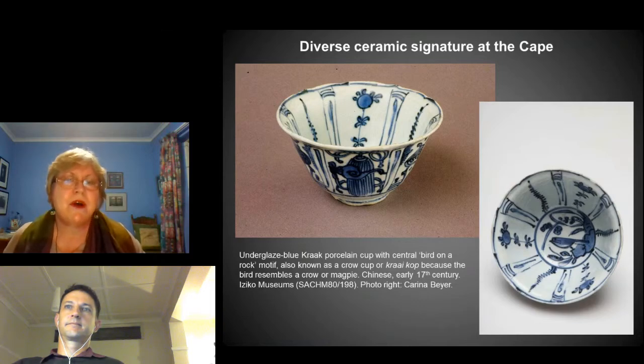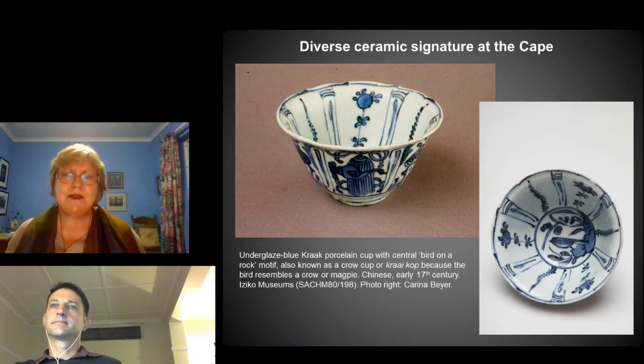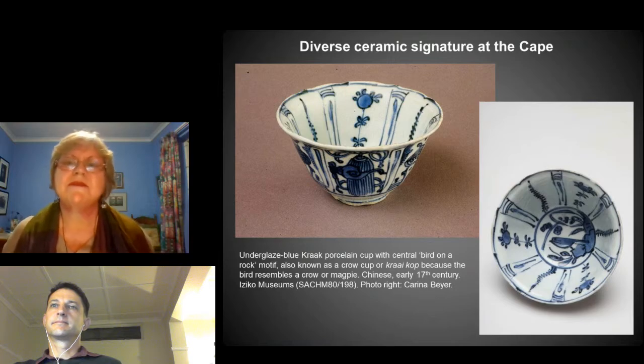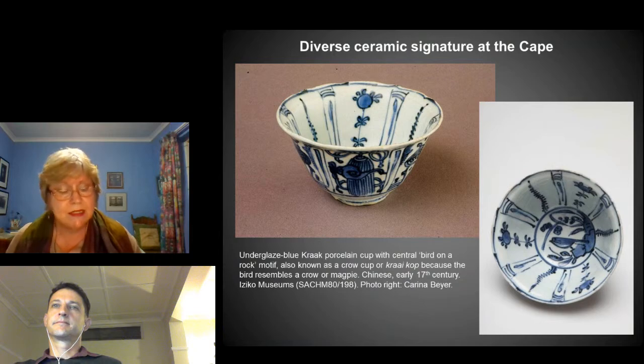As I said before, the Krag porcelain has a very, very nice sort of recipe. There's the central design and then the border, the borders with the panels, larger panels interspersed with smaller panels. And some of this Krag porcelain was in fact excavated on the Grand Parade near the present day post office building, as well as Wagenaar's reservoir.